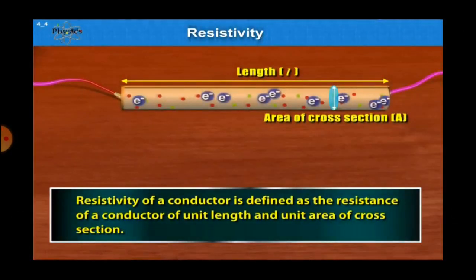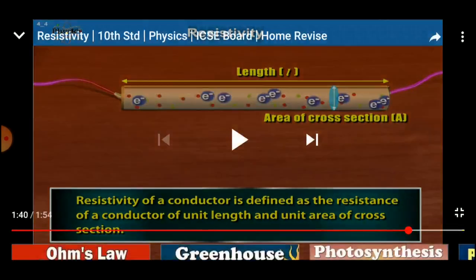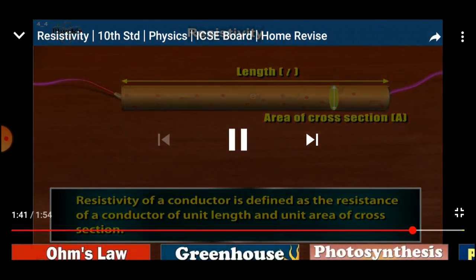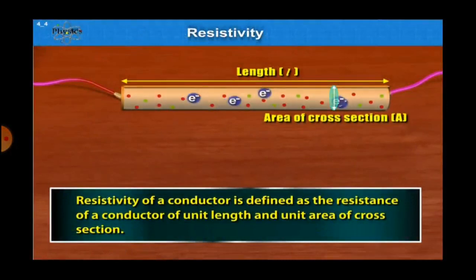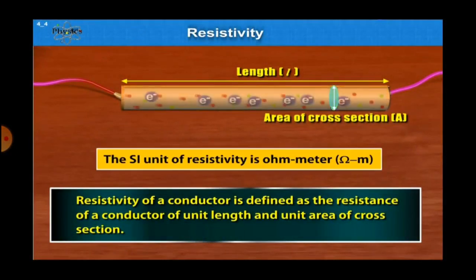The resistivity of the conductor rho is equal to the resistance of the conductor R when the length of the conductor is 1 meter and the area of cross section of the conductor is 1 meter square. So that is given in the definition. And the SI unit of resistivity is ohm meter.